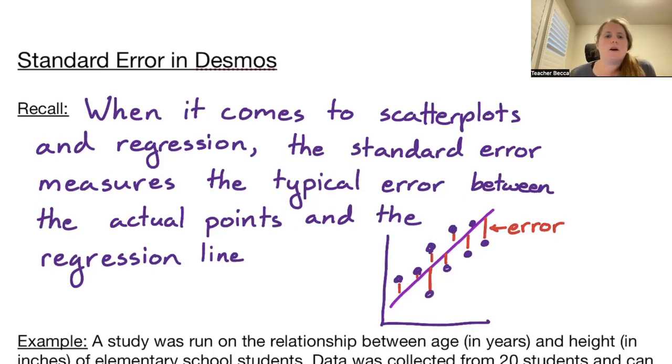All right. So let's go ahead and just take a look at an example. We'll go over to Desmos, and I'll show you how you can actually find the standard error and more closely what it means in the graph.